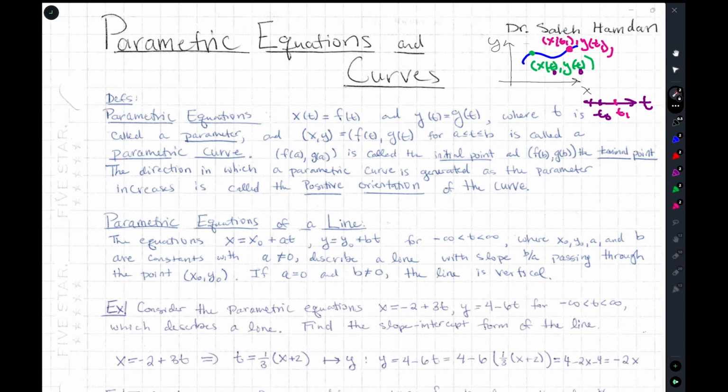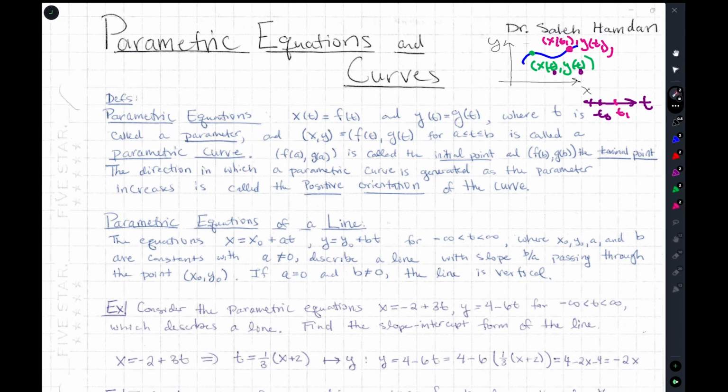T is called the parameter, and the curve that you get from following x and y as you progress through t is called the parametric curve. It starts with the initial point here at the beginning of the interval and ends at the end time. Positive orientation is the direction that you move in as you're increasing t. So if t was progressing and we're going this way, then positive orientation will be that way. But if t is increasing and we're going towards the y-axis, then it would be the opposite direction.